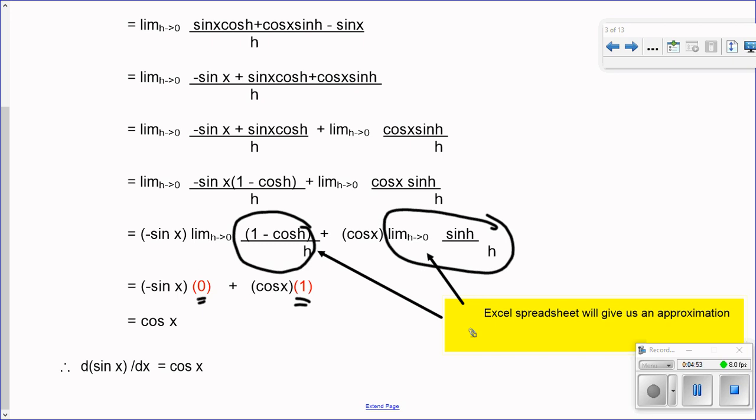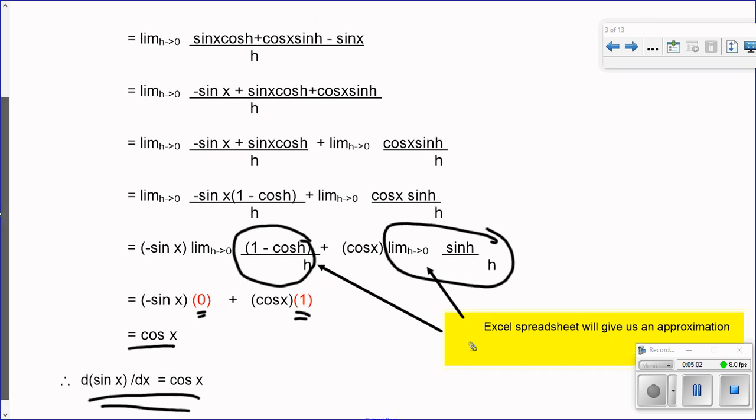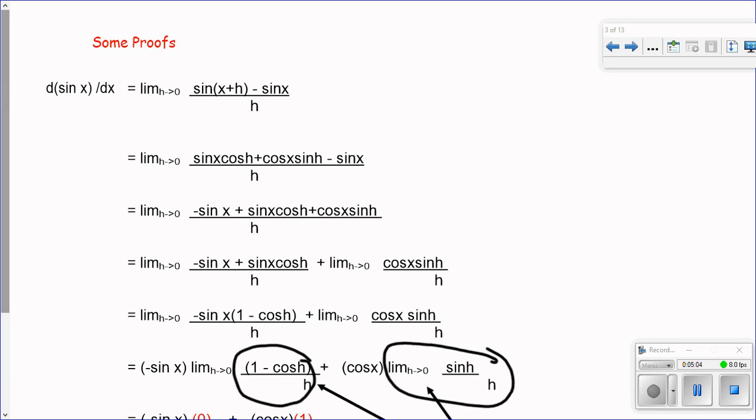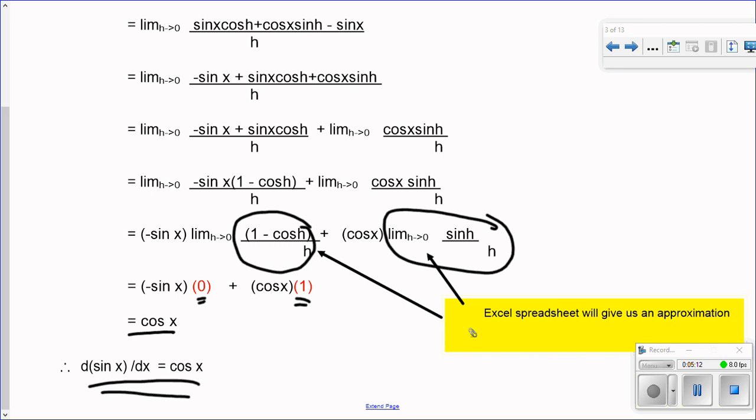All this simplifies down to cosine x, and that's exactly what the derivative is. So the proof is not just some rule for derivatives that I came up with. There is an accepted proof from first principles involving limits, and the textbook goes through that. I've got an Excel spreadsheet in my course that supports that as well.